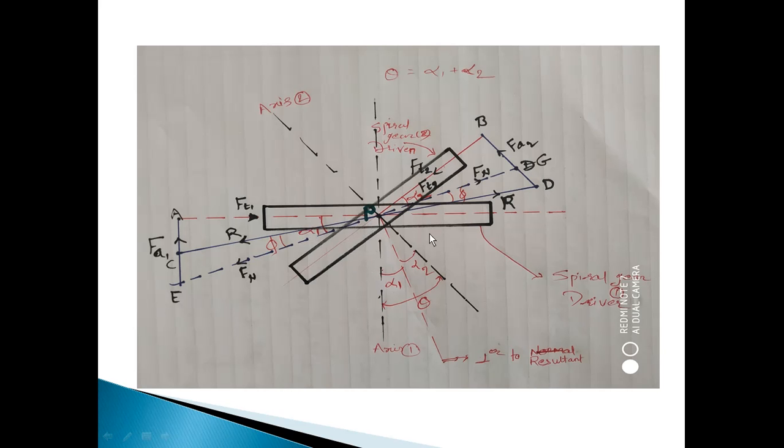Similar to that, the spiral angle alpha 2 is present between the tangential force and the normal. I have drawn a line, this is the shaft axis which is perpendicular to FT2, and this is the line which is perpendicular to the resultant. So the angle between the line perpendicular to the resultant and the line perpendicular to the tangential force, that is the shaft axis, is alpha 2, the spiral angle for gear number 2.